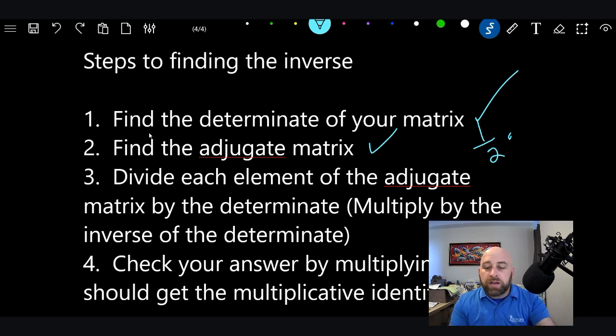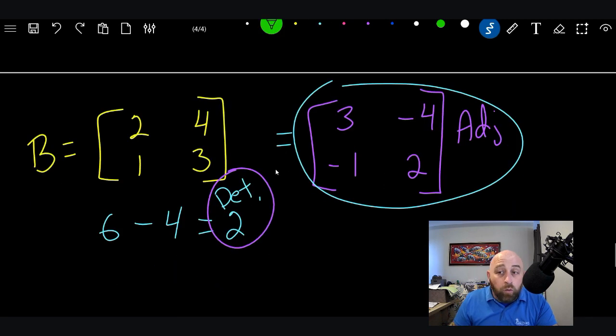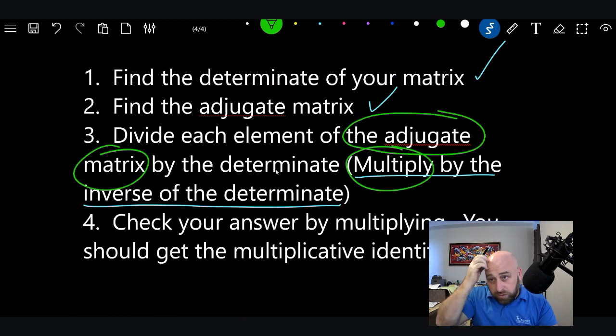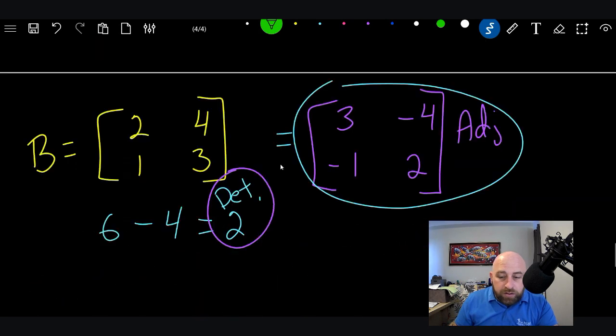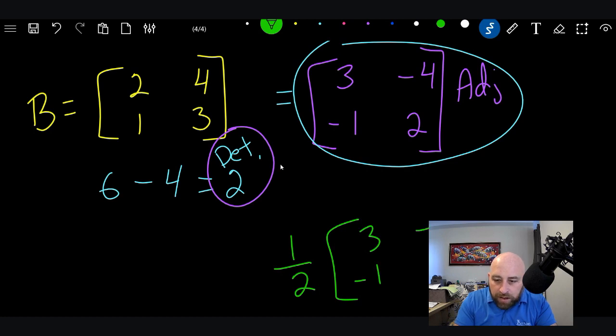So one thing in a matrix, what you can do instead of dividing is you're actually going to multiply. Look what I wrote here. Multiply by the inverse of the determinant. Let's come back down here. What do we multiply by? It's important that you know that it's the adjugate matrix. So the one that we got, don't go back to the original here. So we're going to go back to the adjugate matrix right here, and we're going to multiply it by the inverse of the determinant. What's the inverse of the determinant? 1/2, because 2 is the determinant. And so we're going to multiply this guy by 1/2.